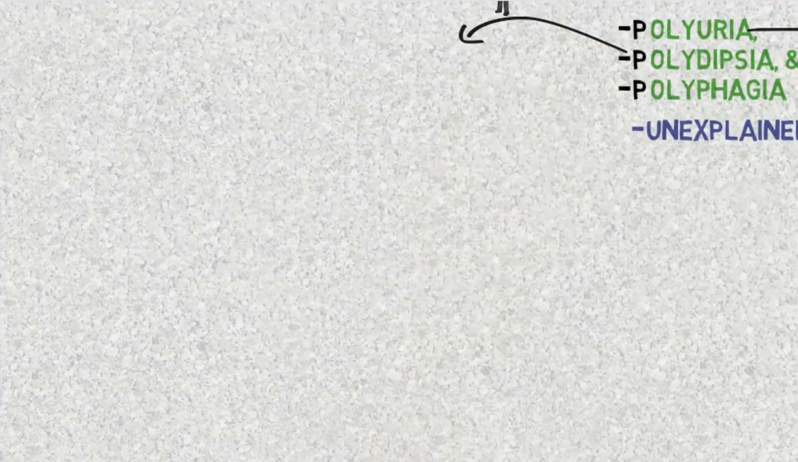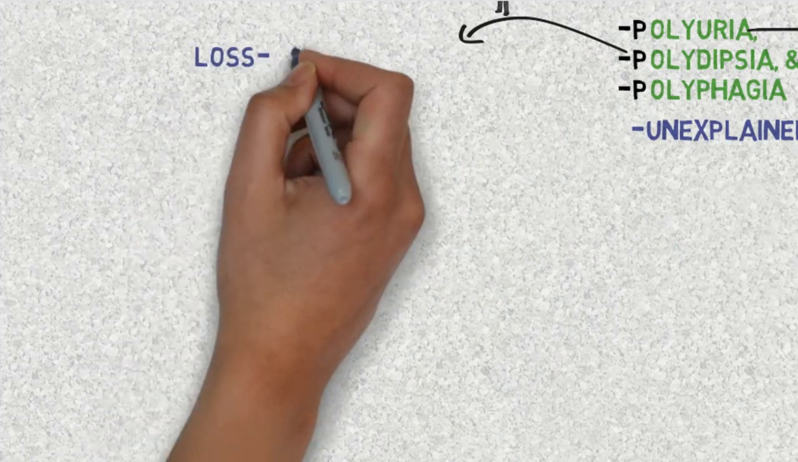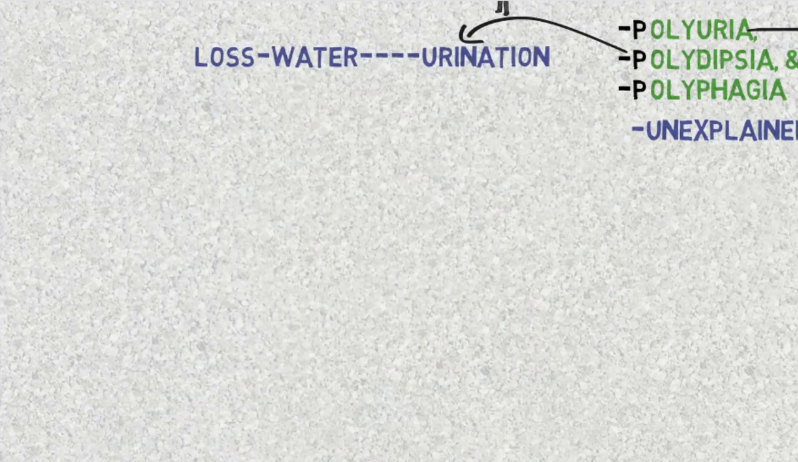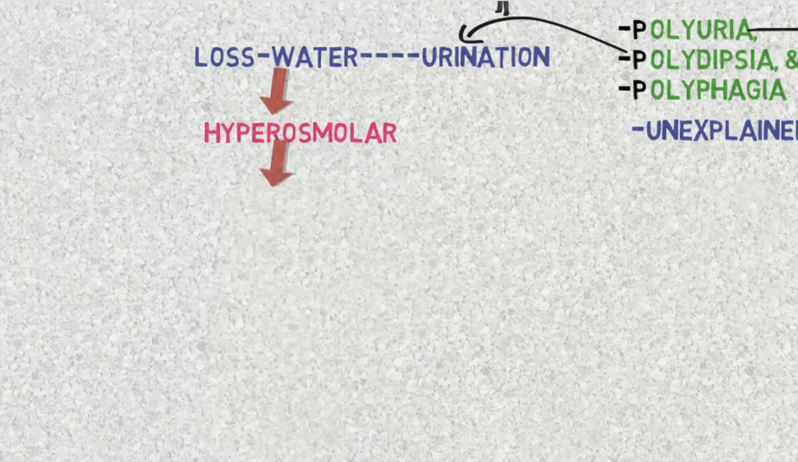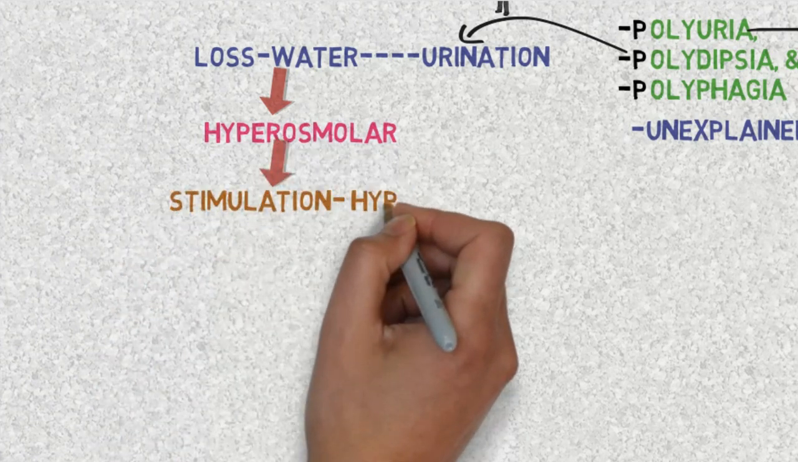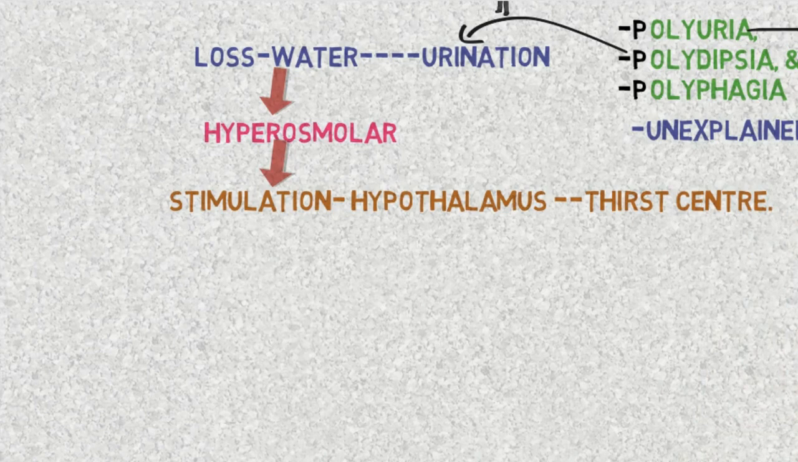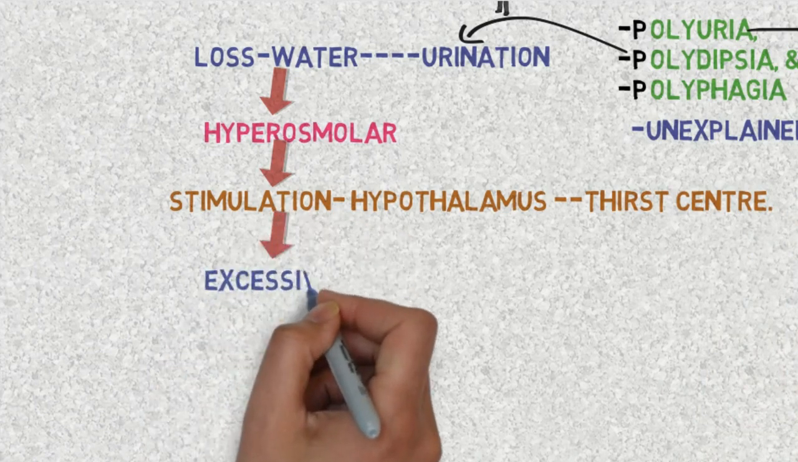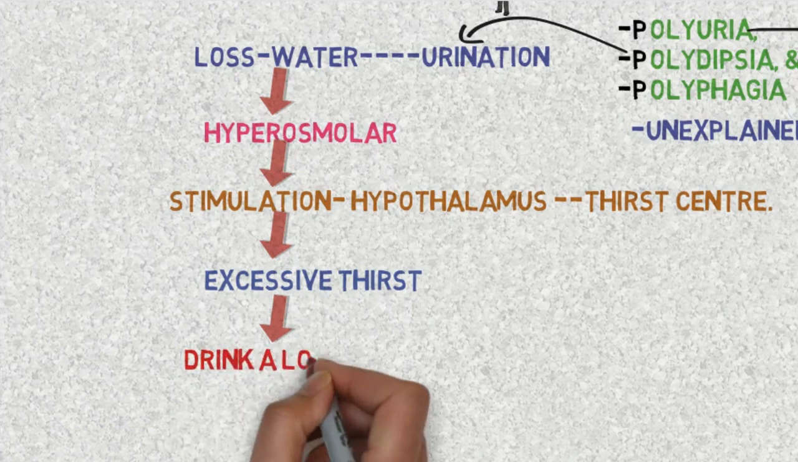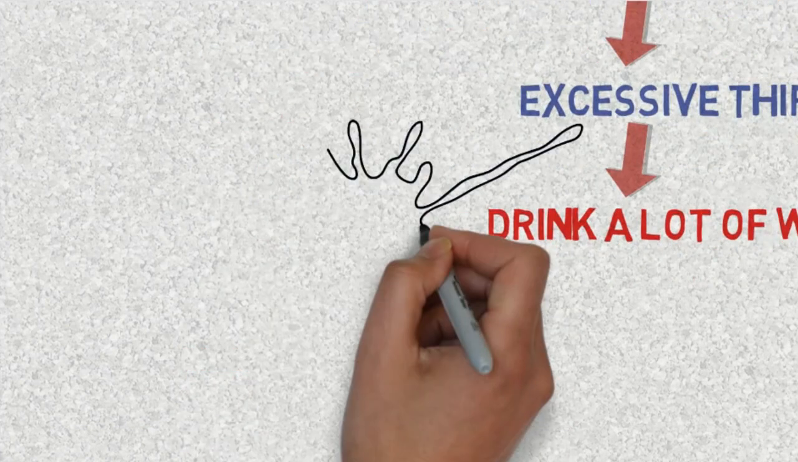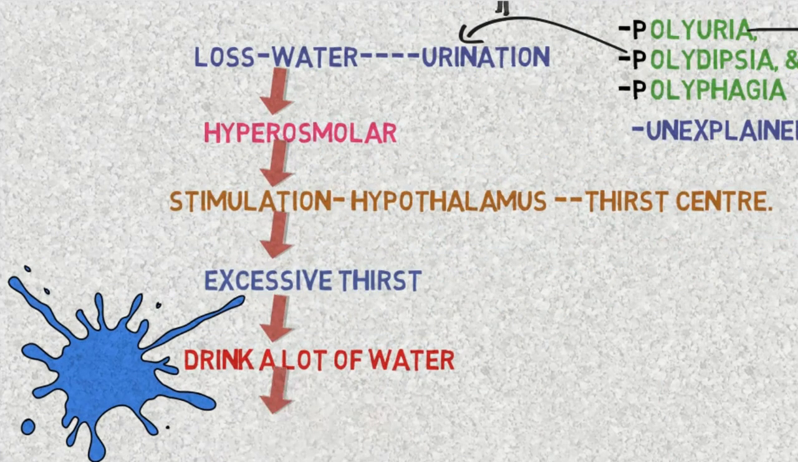Polydipsia. Due to the loss of water through urination, a patient will finally become hyperosmolar because of dehydration. The high osmotic state in the blood will stimulate the hypothalamus, which stimulates the thirst center, hence a person will complain of excessive thirst. Excessive thirst will make him or her drink a lot of water, a condition called polydipsia.